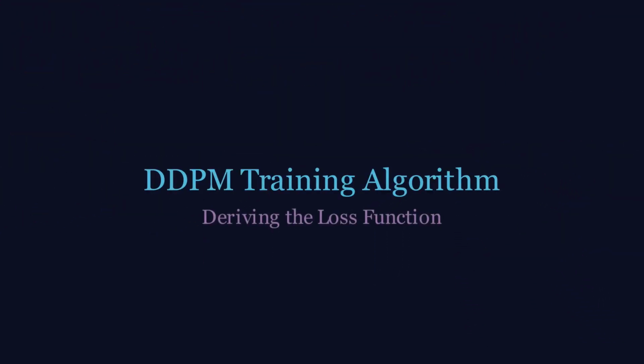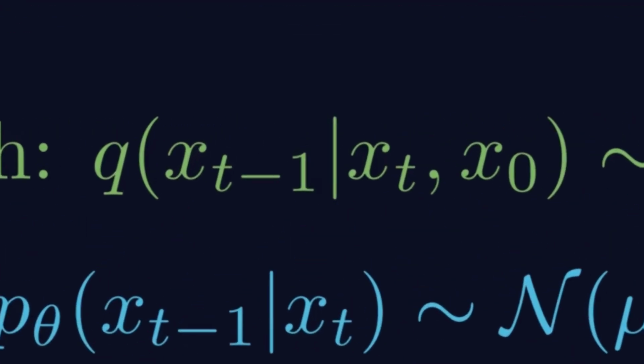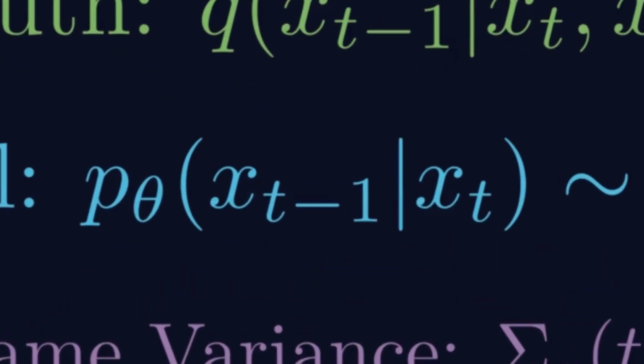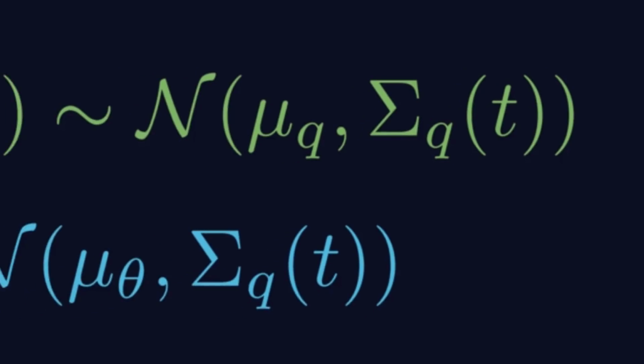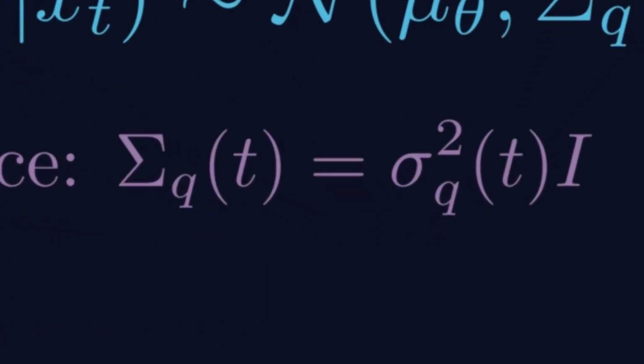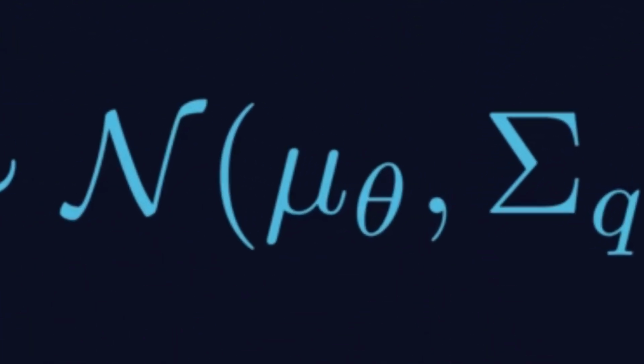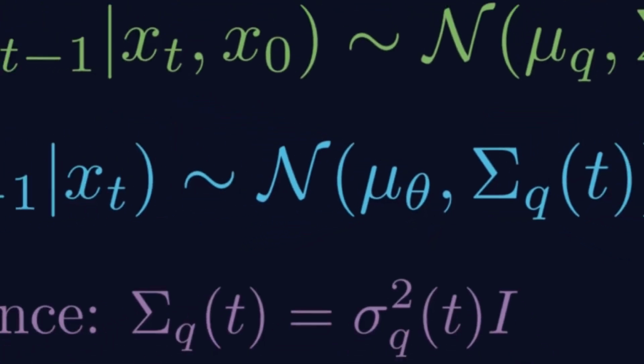Finally, we have all the ingredients in place for defining the training algorithm and deriving the final loss. In our case, we have two Gaussians with the same dimension: the ground truth posterior, q of x_{t-1} given x_t, x_0, and our model p_theta of x_{t-1} given x_t. The key insight: both share the same variance, sigma_q^2(t). So variance in both cases is sigma squared q t times identity. The neural network only learns the mean mu_theta. This dramatically simplifies the optimization problem.